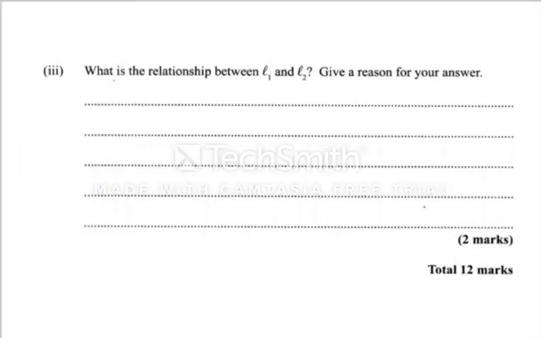Here we're asked, what is the relationship between L1 and L2? And we're to give a reason for our answer. Well, the gradient of L1, m1, is equal to 2, and the gradient of L2, m2, is equal to minus a half. If we multiply the two gradients, we get minus a half times 2, and this is going to give us negative 1.